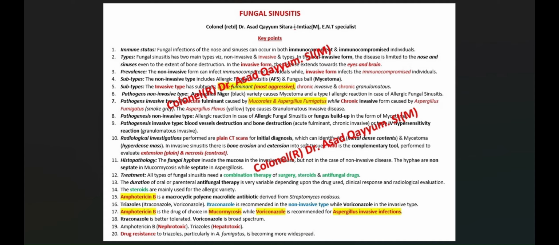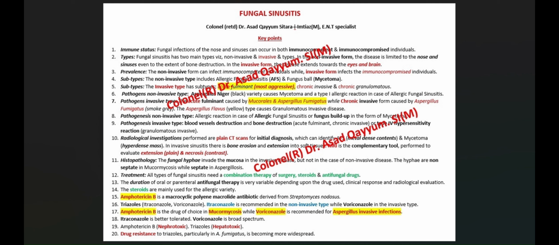Point number 11, histopathology. The fungal hyphae invade the mucosa in the invasive form, but not in the case of non-invasive disease. The hyphae are non-septate in mucormycosis, while septate in aspergillosis.